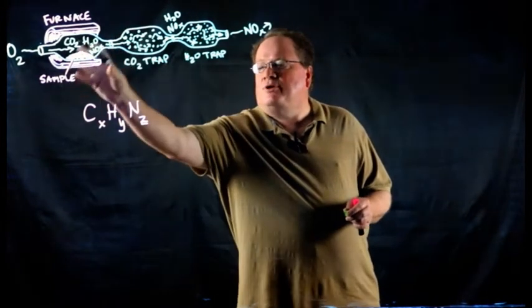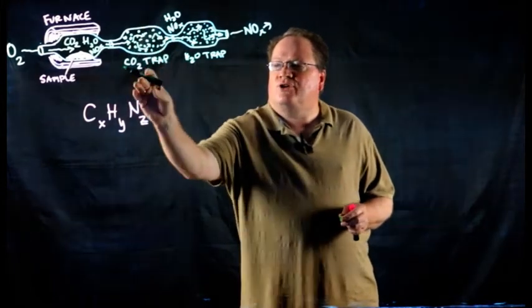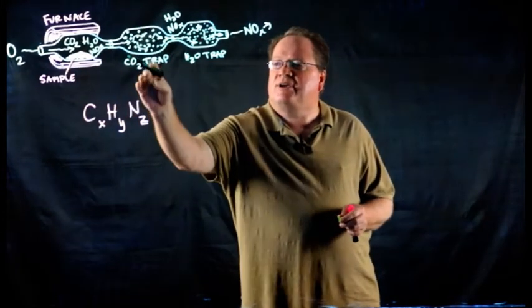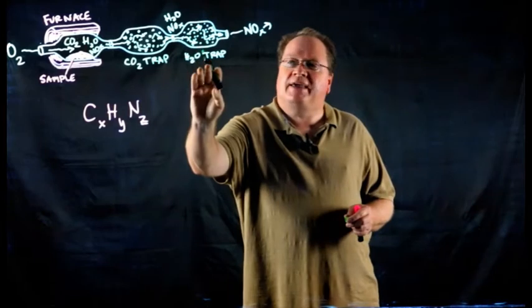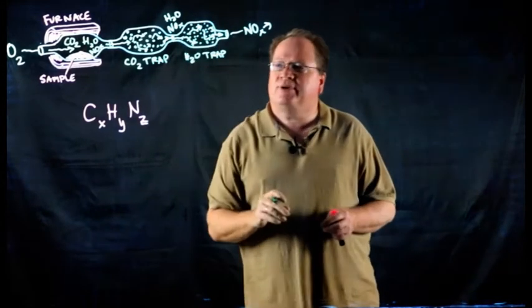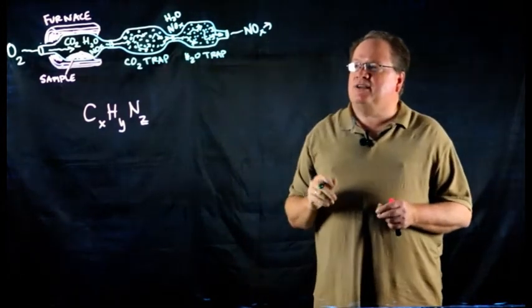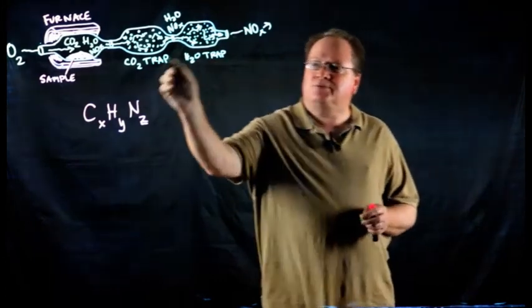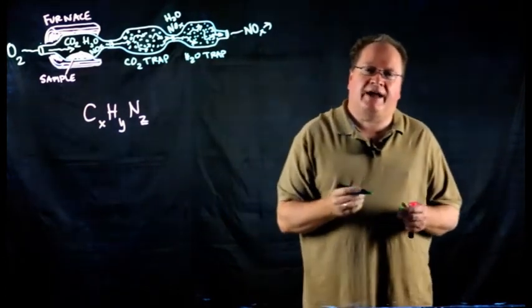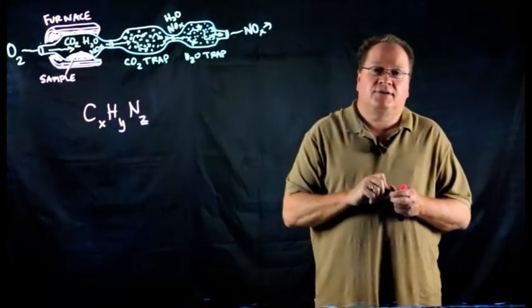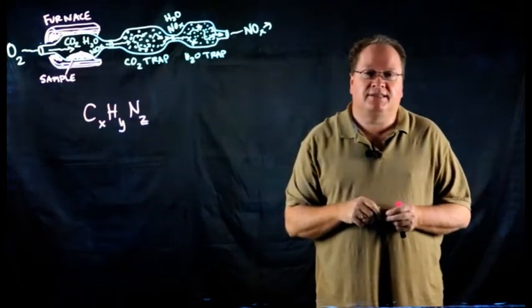We have a sample that we start with. We're going to trap the CO2 that comes off of that sample here. We're going to trap the H2O that comes off that sample here. And we're going to use the masses of CO2 and the masses of water that were trapped to help us figure out what the ratios are between these different elements.